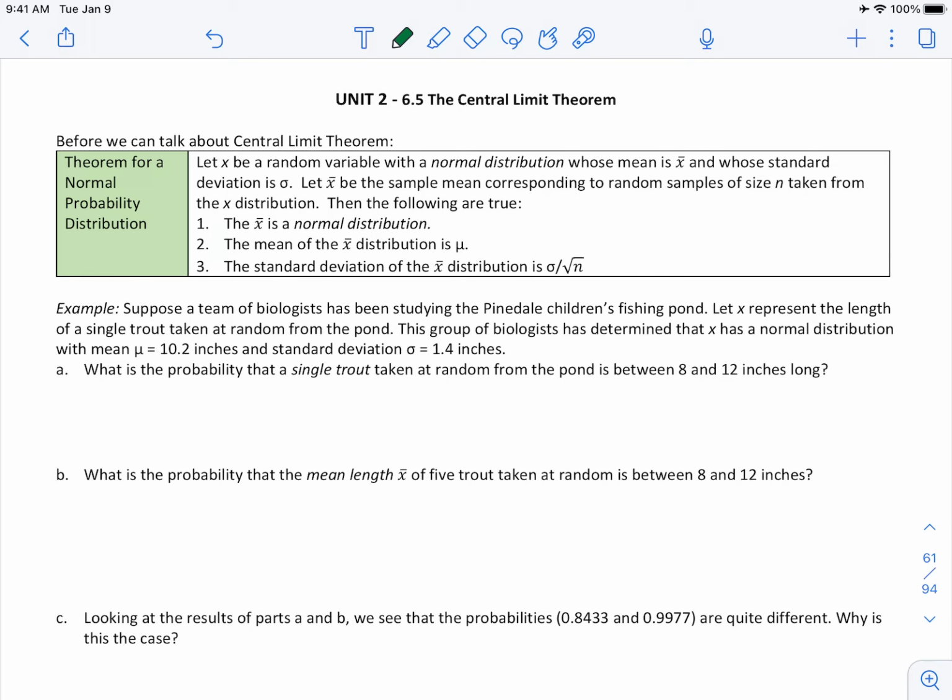The x bar distribution is a normal distribution. The mean of the x bar distribution is mu. So we can say mu of x bar equals mu. The standard deviation of the x bar distribution is sigma divided by square root of n. So sigma x bar is equal to sigma divided by square root of n.